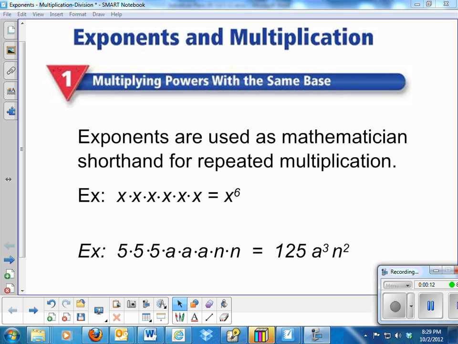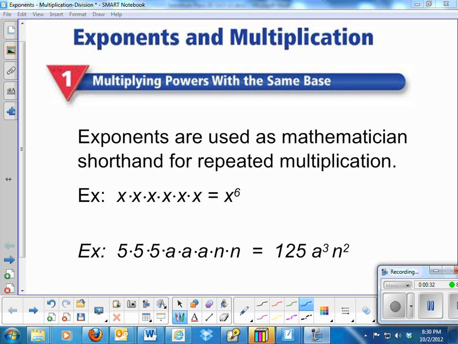Today we're going to be talking about exponents and multiplication. This is multiplying powers with the same base. So let's do a little bit of review before we get there. Exponents are used as mathematicians' shorthand for repeated multiplication. Remember, I keep telling you that we mathematicians like to keep things short, make things very brief. We want to shorten them as much as possible.